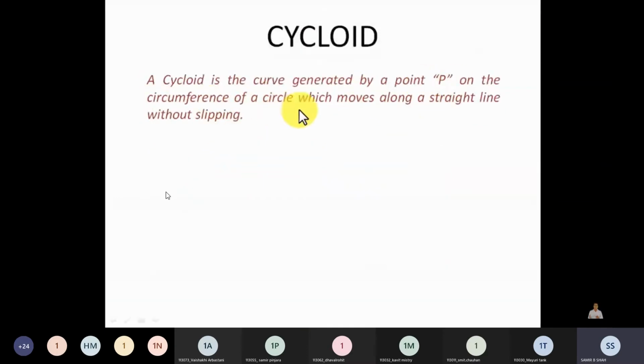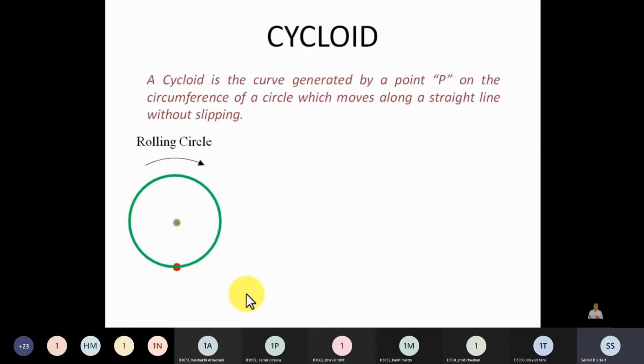So there is a point P on the circumference of a circle which moves along a straight line without slipping. Now this particular circle is rolling along a straight line without slipping, and we need to keep track of a certain point. So let's say we have a point over here, this red point you see, and this is the circle having a diameter d, rolling in the clockwise sense. And suppose this circle completes one revolution, the horizontal distance it's going to travel will be equal to the circumference, that is going to be pi d. Fine. So let's move ahead and let's see where this point goes.